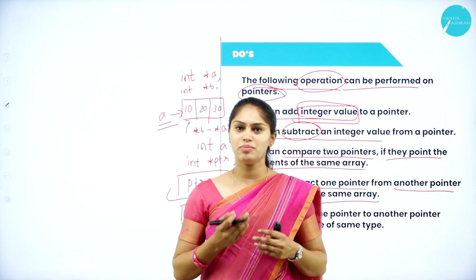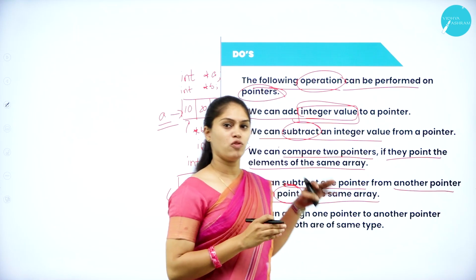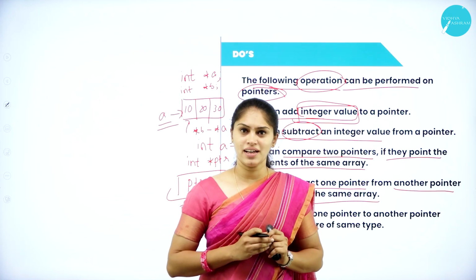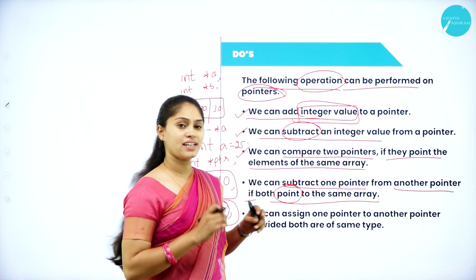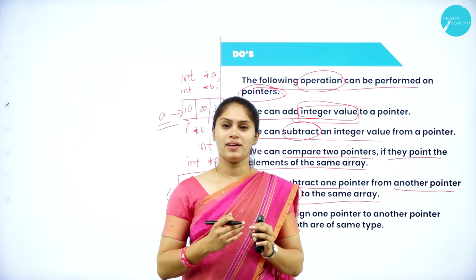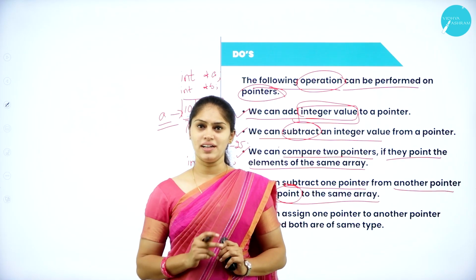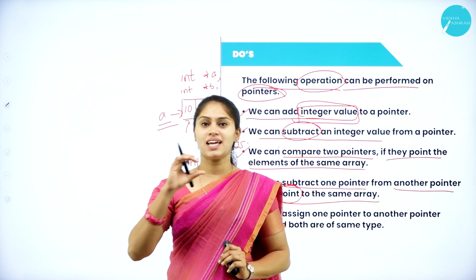So what are the possible operations that I can perform on the pointer? I can add an integer value to the pointer, I can subtract an integer value from the pointer, and I can compare two pointers if they are pointing to the elements of the same array.